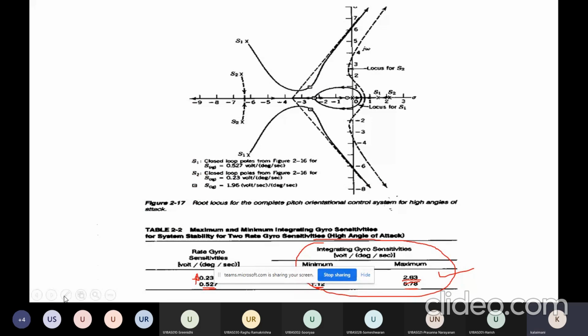For the outer loop, we have to take care of the overall transfer function. This is where the integrating gyro has a transfer function K, the gyro sensitivity, divided by S. Then you have an inner loop, plus as well as minus. Then the elevator servo transfer function is minus 10 divided by S plus 10.